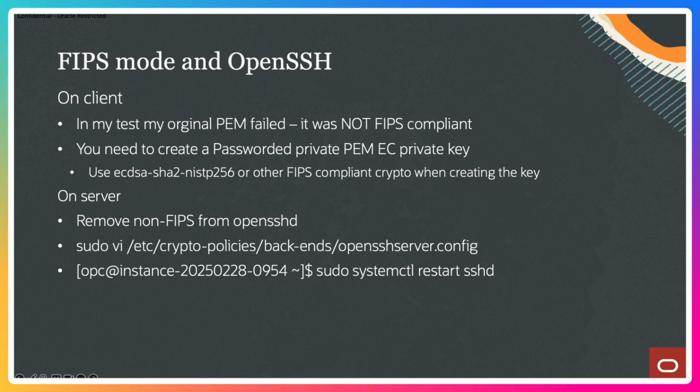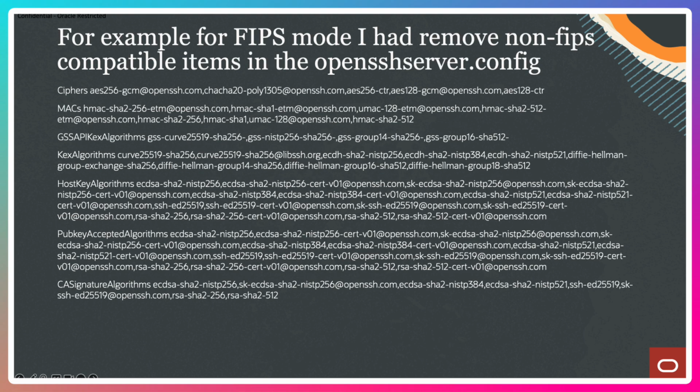So I had to generate a new passworded PEM EC based private key, right? So you need to have a FIPS compliant crypto when creating the key. And then on the server, I had to make sure that I set up the OpenSSH sshd_config to remove non-FIPS compliant algorithms from that, and then do a restart of that SSH service. Make sure you have it right before you actually restart the whole server.